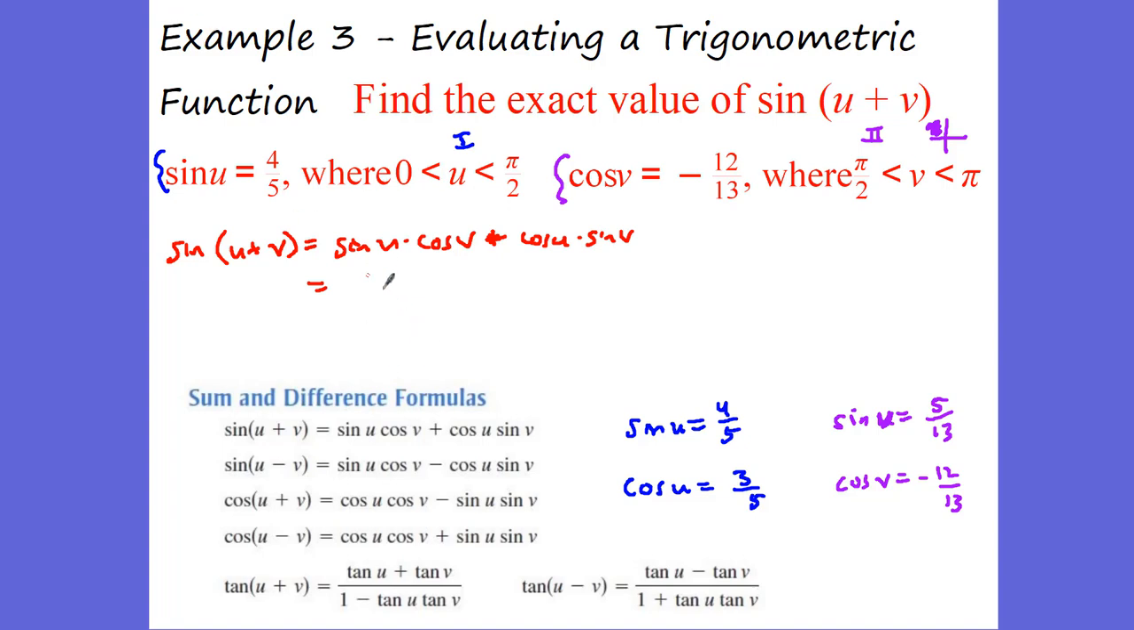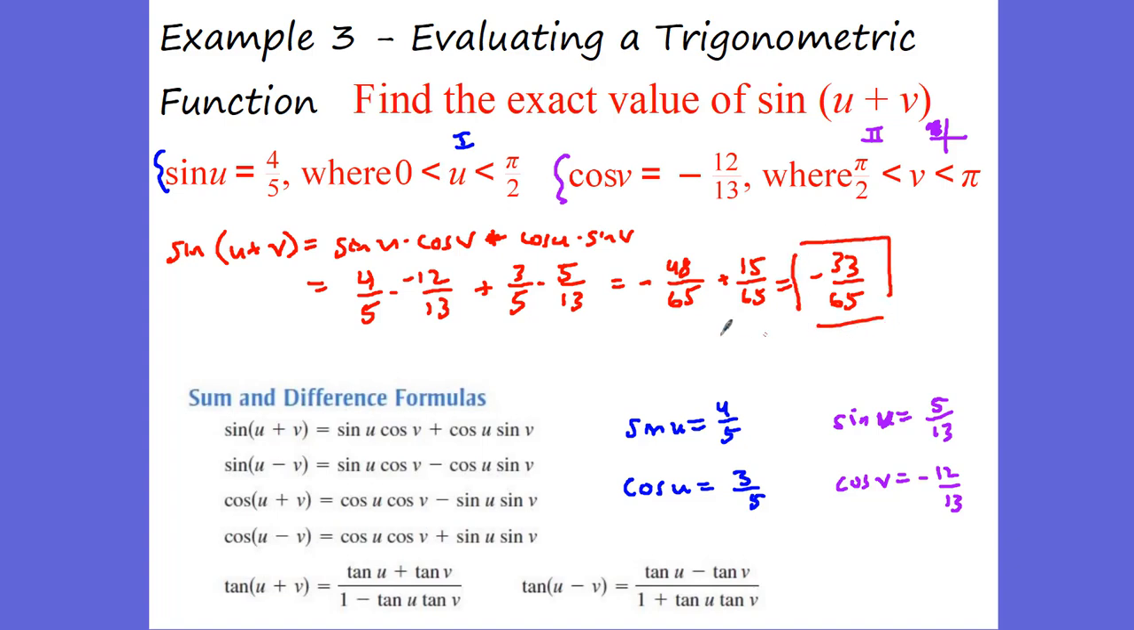Now I can plug in my numbers. Sine of u is 4/5. Cosine of v is negative 12/13. Plus cosine of u is 3/5. Sine of v is 5/13. Okay, and so now I can kind of finish this out. I have negative 48 over 65 plus 15 over 65, which ends up becoming negative 33 over 65, and that is the exact value given these two triangles for u and a triangle for v.